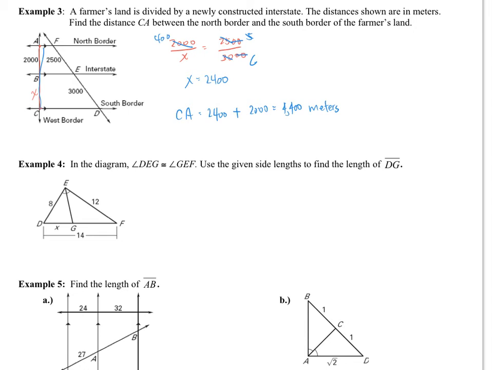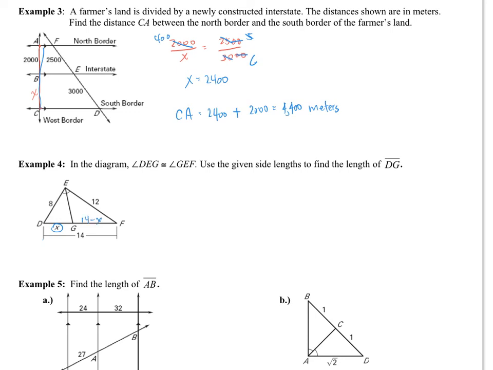Example 4. In the diagram, angle DEG is congruent to angle GEF. So we can conclude that EG is the angle bisector of this angle DEF. So use the given side lengths to find the length of DG. And we want to find X. Because EG is the angle bisector, we can use theorem 6.7 and set up a proportion. Since the total length of DF is 14, I can say GF is 14 minus X.